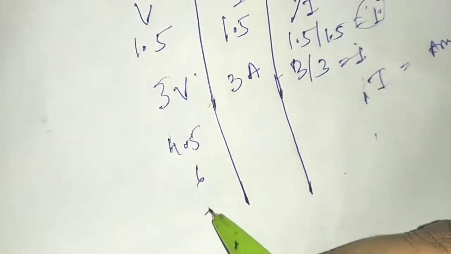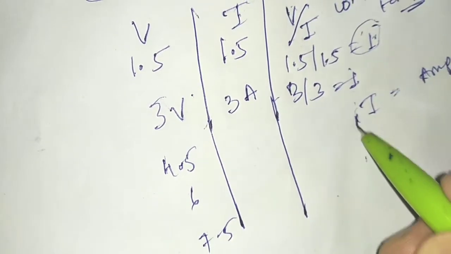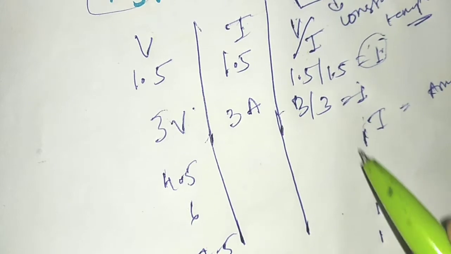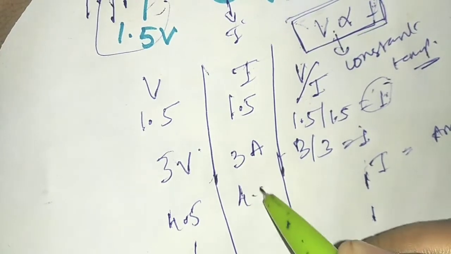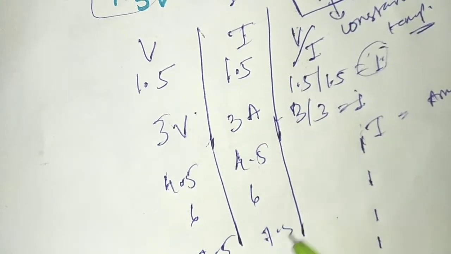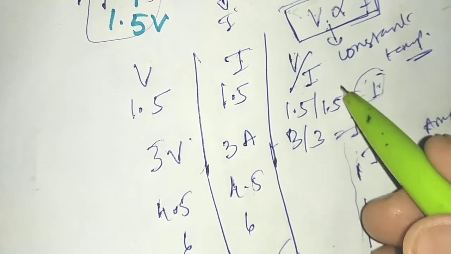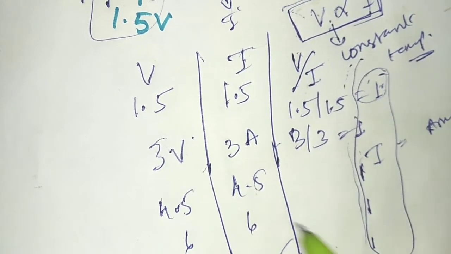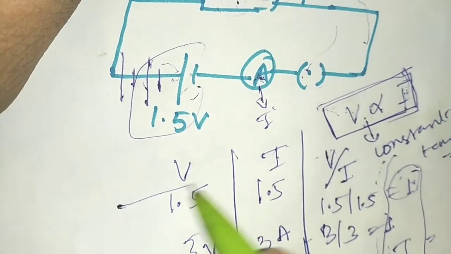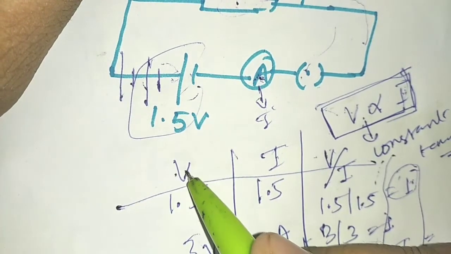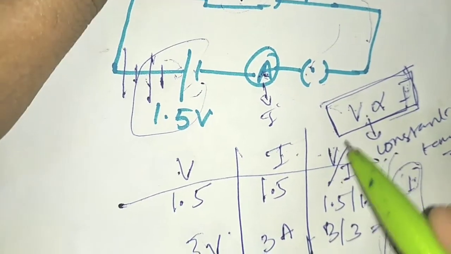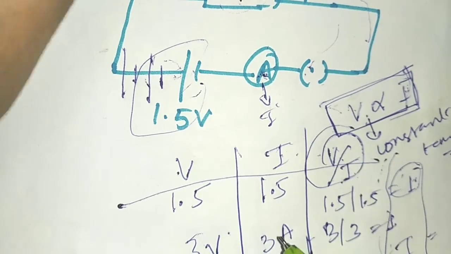4.5, 6 volt, 7.5. I will be getting the answer as 1 as my answer. We have to get the constant value, students. We will be getting the constant value here in this experiment. So this is the graph you need to draw, students. That is voltage, that is potential difference, current, and the V by I ratio. I'll be telling you what this V by I ratio is.